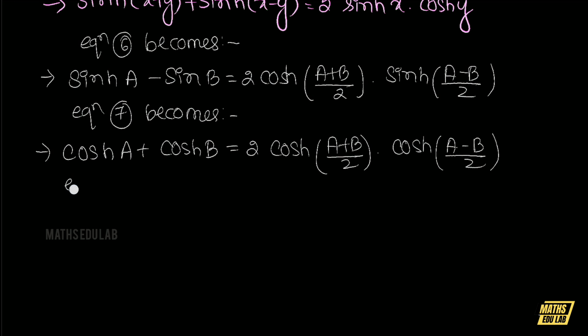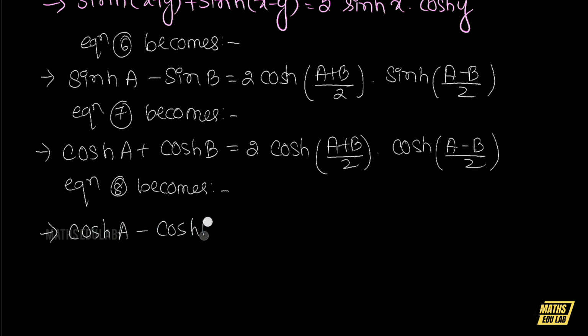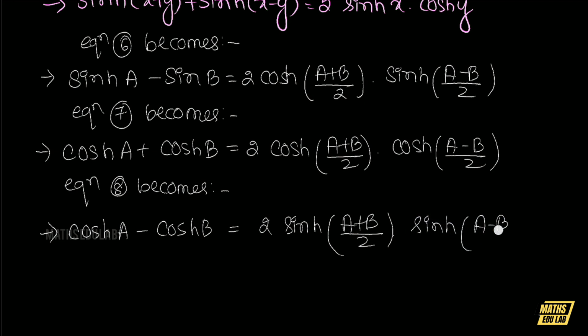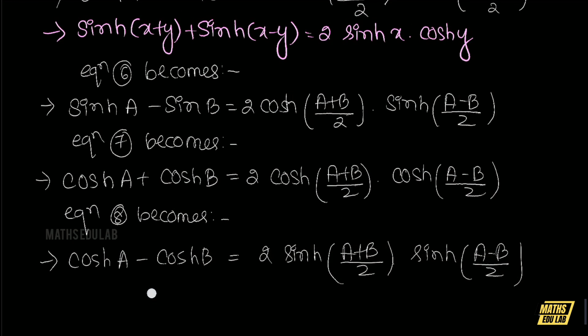Similarly, let's write equation 8. Equation 8 will be written as cos hyperbolic a minus cos hyperbolic b, which is equal to 2 sine hyperbolic a plus b upon 2 into sine hyperbolic a minus b upon 2. So this is what we got as the formulas of the particular equations.